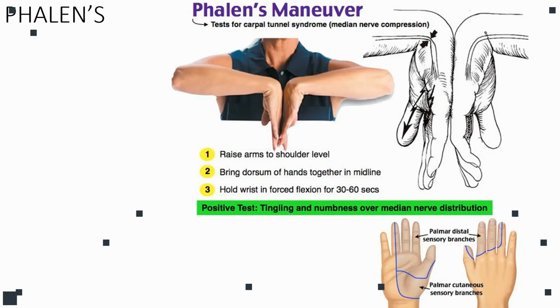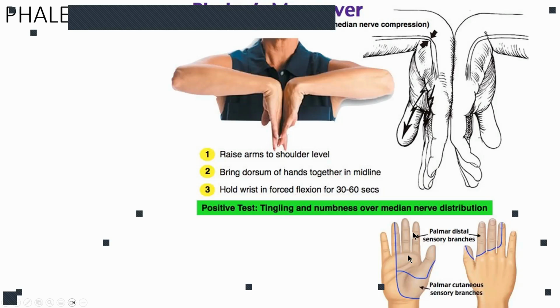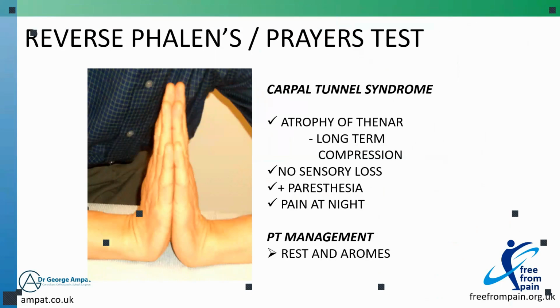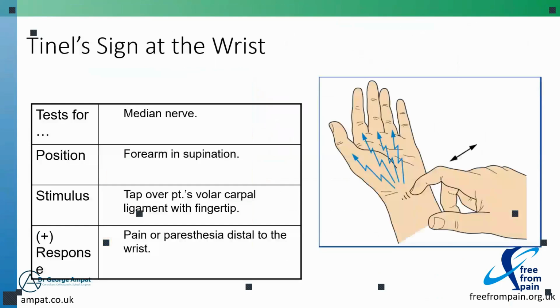That is pins and needles in the 3.5 digits, that is the thumb, index, middle finger, and half of the ring finger. So you recreate the pins and needles in that. You can also do a reverse Phalen's, which is not as good as the normal Phalen's. That is, you hold the hands like this, as if in the position of prayer. Again, there is some compression, but the other way is easier and more sensitive than the reverse Phalen's or the prayer test. Tinel's sign.